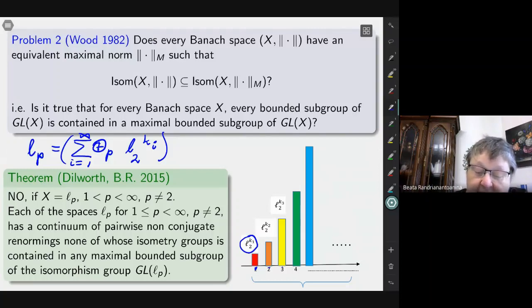And it is a standard fact that no matter how I pick those dimensions, as long as they are all finite, this space is always isomorphic to the original lp space. Doesn't matter how I pick it. So this is an equivalent renorming of lp.